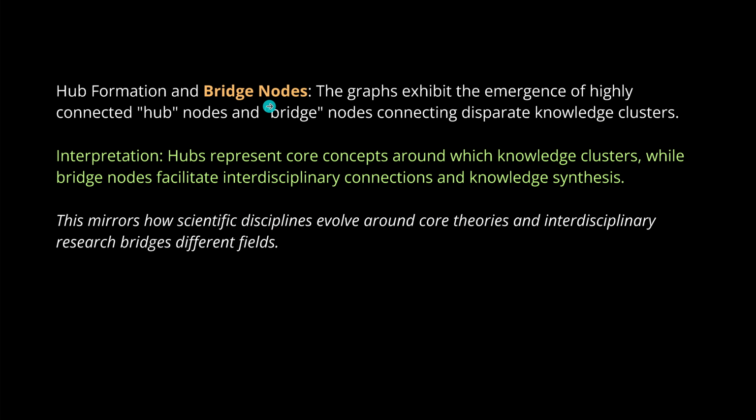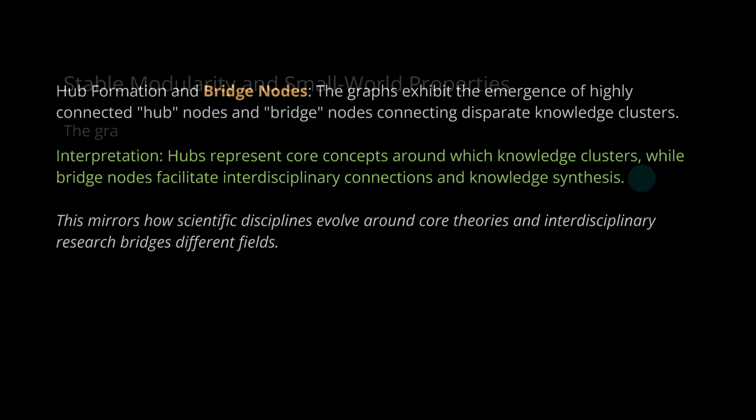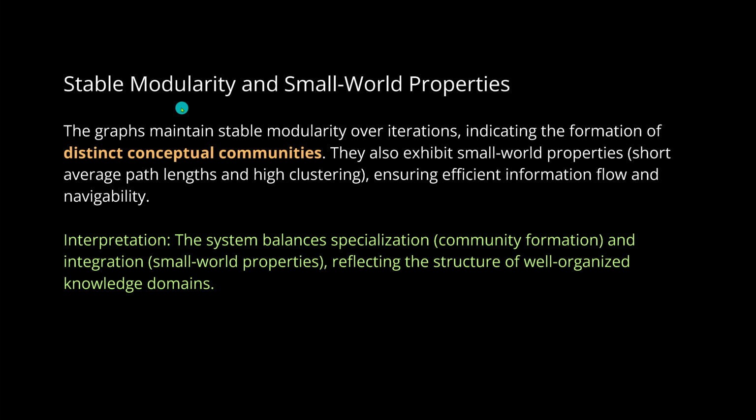Plus, we have bridge nodes. The graph exhibits the emergence of highly connected hub nodes and bridge nodes connecting disparate knowledge clusters. So the hubs represent the core concepts around which knowledge clusters, while the bridge nodes facilitate, if you want, an interdisciplinary connection and a kind of knowledge synthesis. So it builds the bigger picture. Plus, we have modularity and small-world properties. We have distinct conceptual communities emerging, community formation.